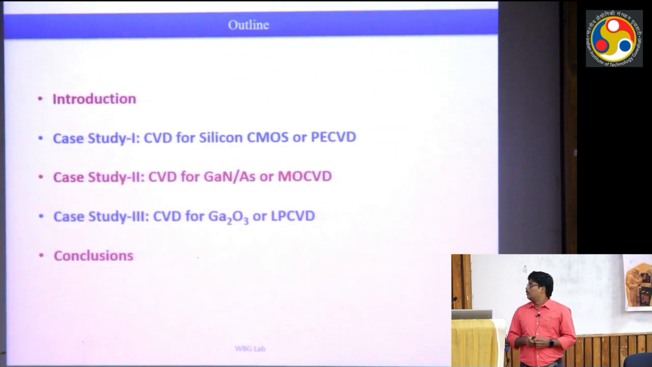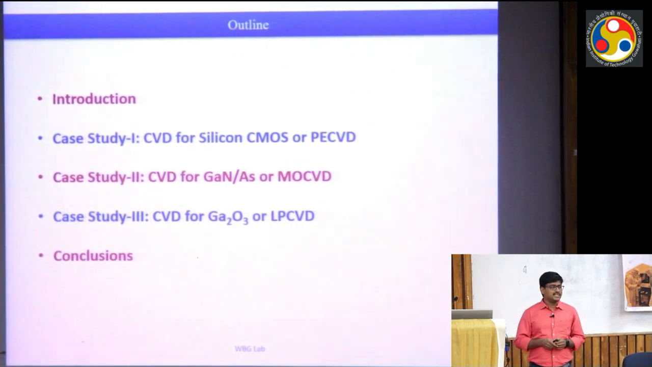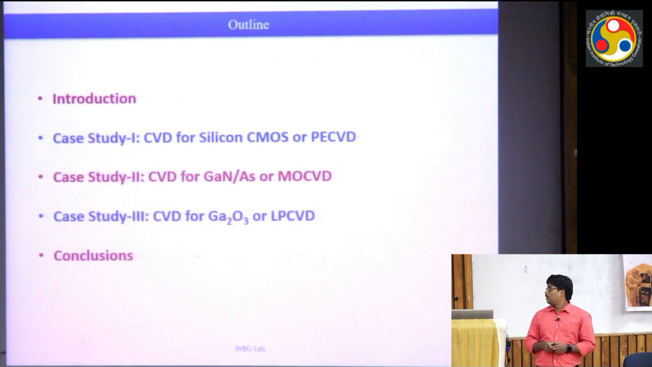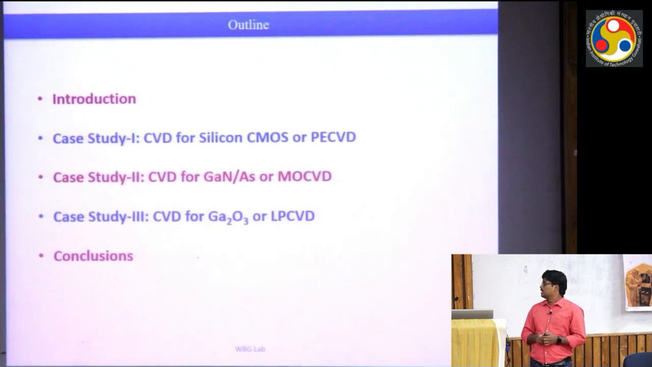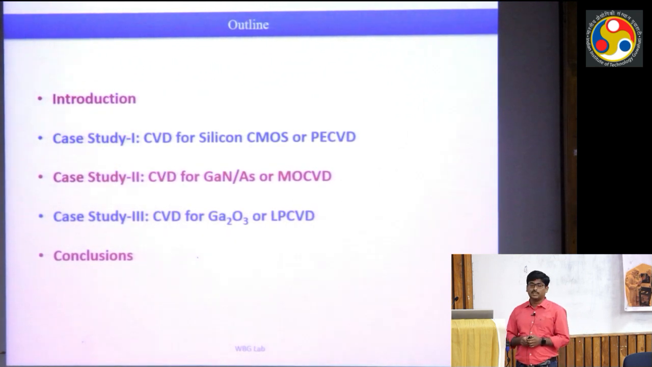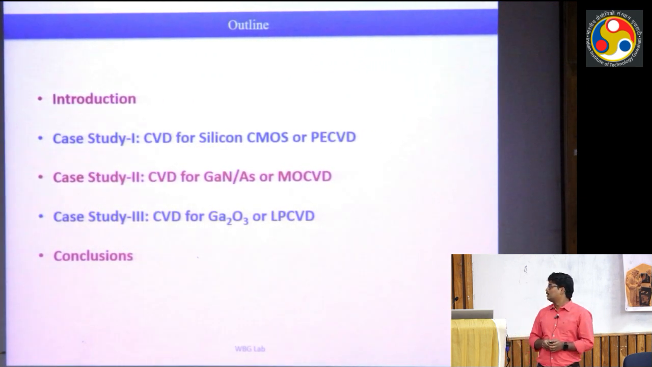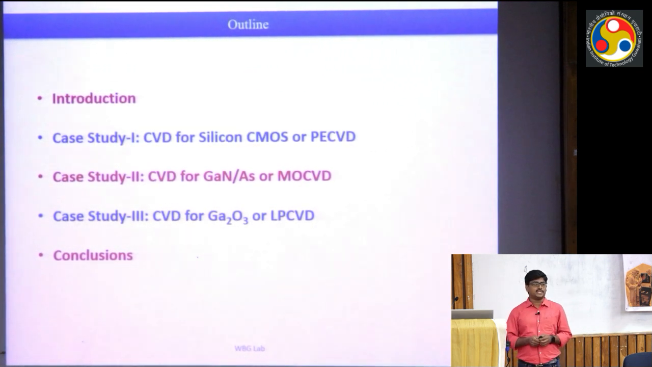Then we'll see three case studies considering different materials. For all these materials we need CVD, and we'll see how CVD plays an important role and what type of materials we can develop using it. Initially we'll start with CVD for silicon, a widely used technology, because most of the electronic devices we are using at present are made of silicon.